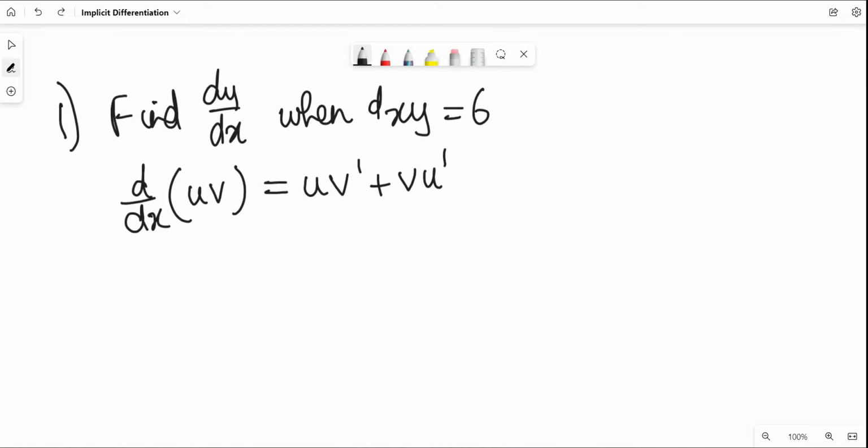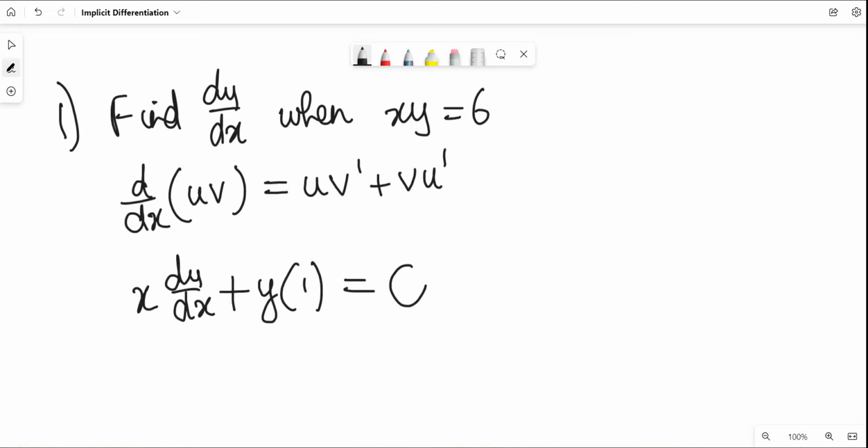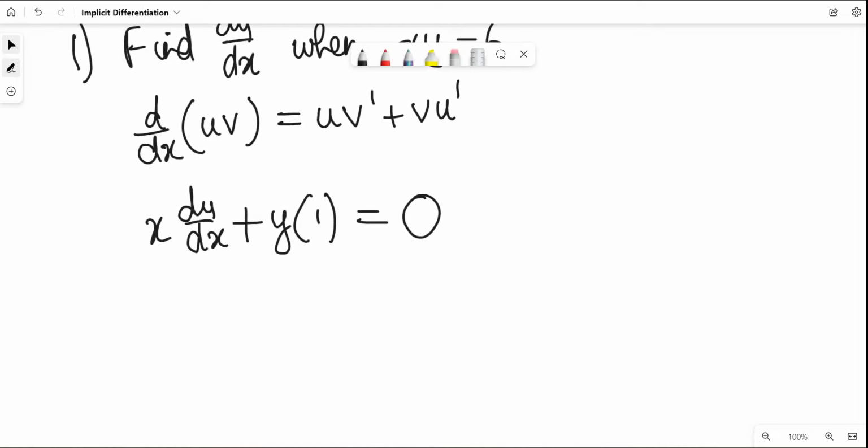So we have, u is x, so we have x. V dash is the derivative of y because we said y is v, and the derivative of y with respect to x is just dy by dx. And we have exactly what we want, but we're not finished with the equation yet, so we have to add v, which is just y as we defined earlier, so y. And u dash is the derivative of x with respect to x, which is just 1. And the derivative of 6 with respect to x is always 0 because constants always differentiate to 0.